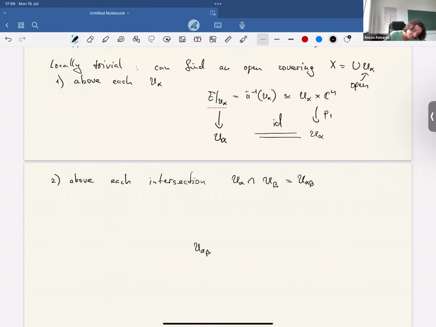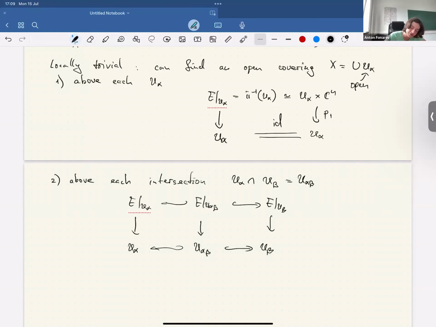Well, it's an open subset, so it embeds on the one hand into U alpha. On the other hand, it embeds into U beta. Now above here, you have the restriction of your bundle to U alpha beta. Of course, this maps to the restriction of your bundle to U beta. Here are the projections, and here's the restriction to U alpha.